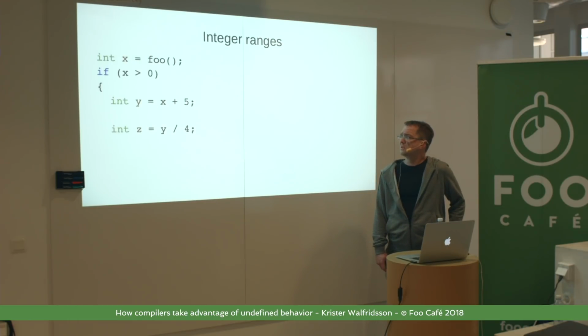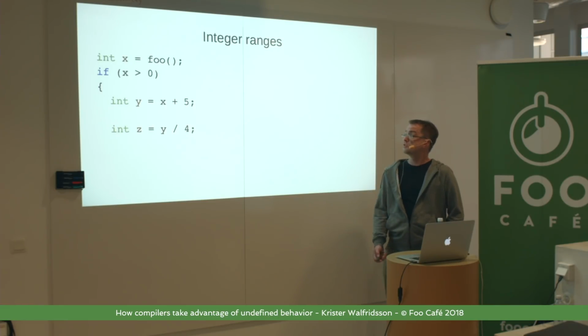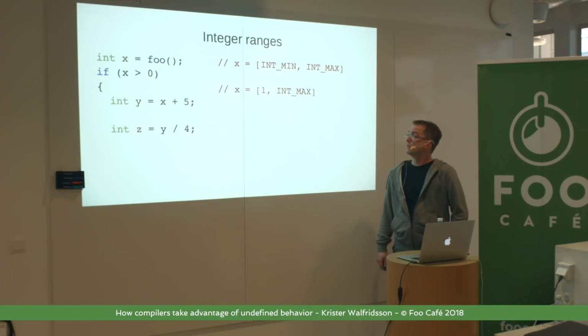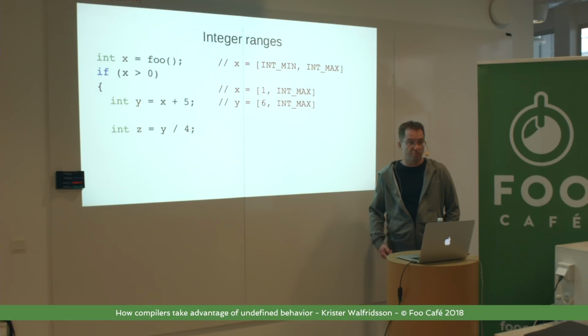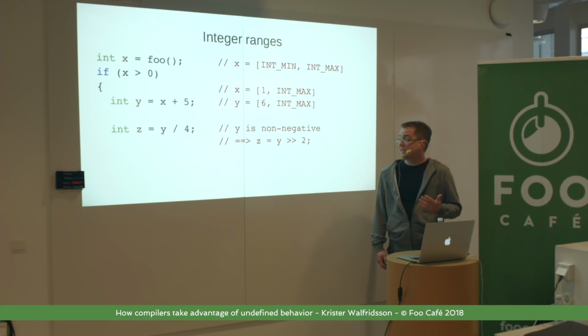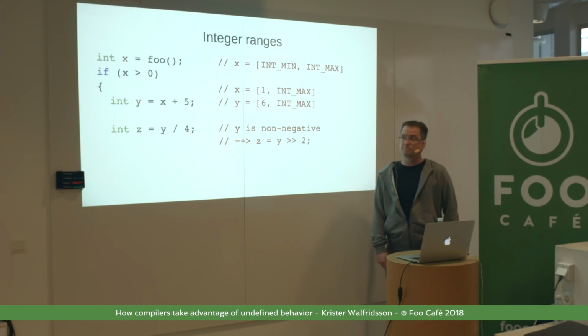So it's often good for a compiler to track possible values to make optimizations. So if you have some code like this, we see from the first one that x can be whatever. After the if statement, if we go into it, then we know that it's between 1 and int max. And when we add 5, since it cannot wrap, we know that it's between 6 and int max. So here we know that y is non-negative, and we can optimize this to a normal bit shift, which would not be possible otherwise.